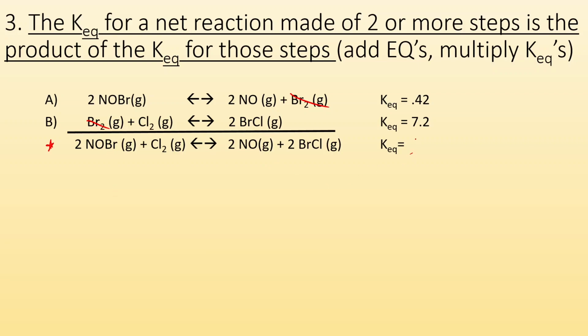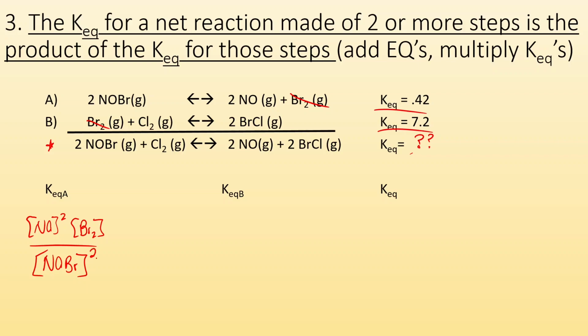Well, what is the value of that KEQ going to be? I know the values for each step, but what do I got to do with them to get my new KEQ? Well, let's take a look at the expression. So for step A, the KEQ expression is going to be the concentration of NO squared times Br2 to the 1 divided by the NOBr concentration squared.